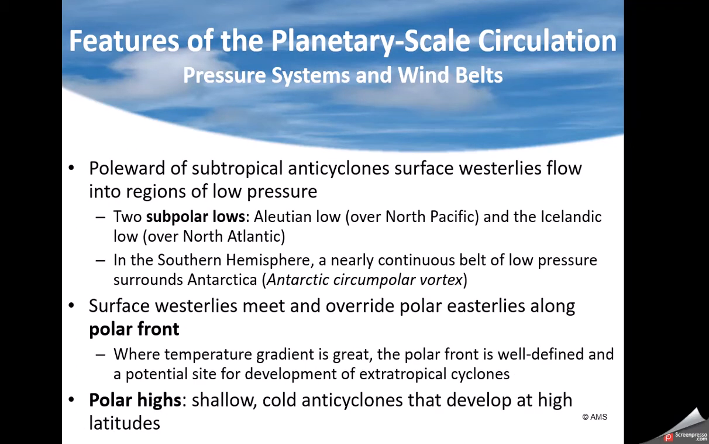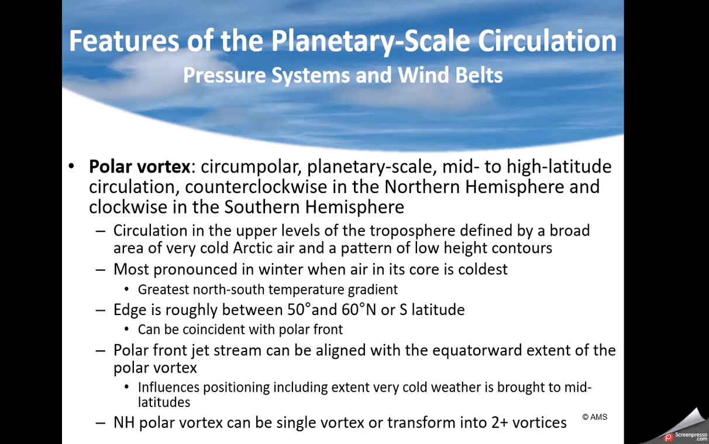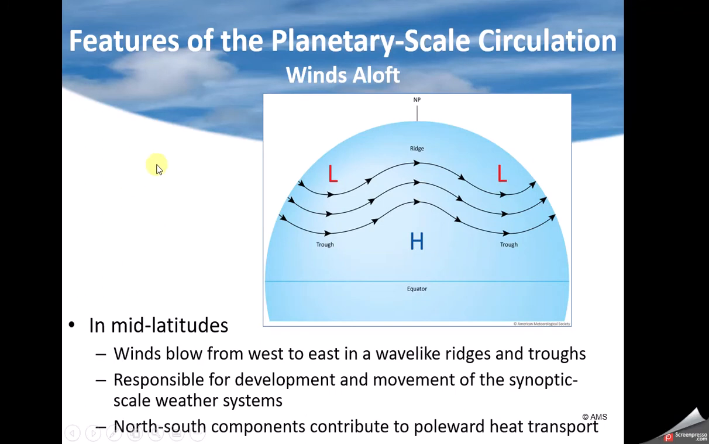Up towards the poles, we have areas of low pressure that circulate. The Icelandic low, there's an Aleutian low. In the southern hemisphere, there's almost a continuous belt because you don't have the land masses interrupting it. And between them, you have the polar fronts right in there as well. And across the top of the world, you have the polar vortex. It's a very strong circulation sometimes, just sitting there.